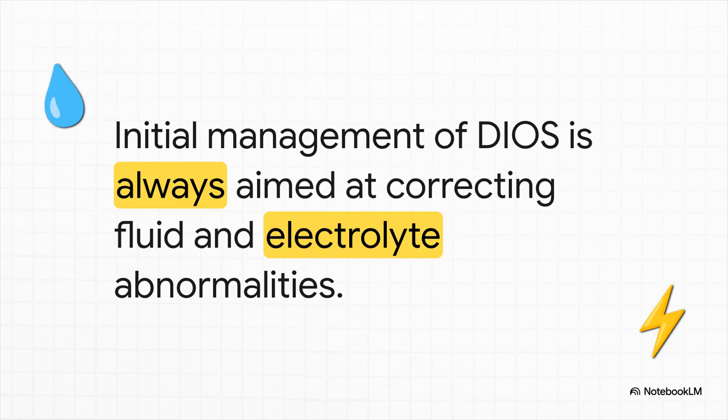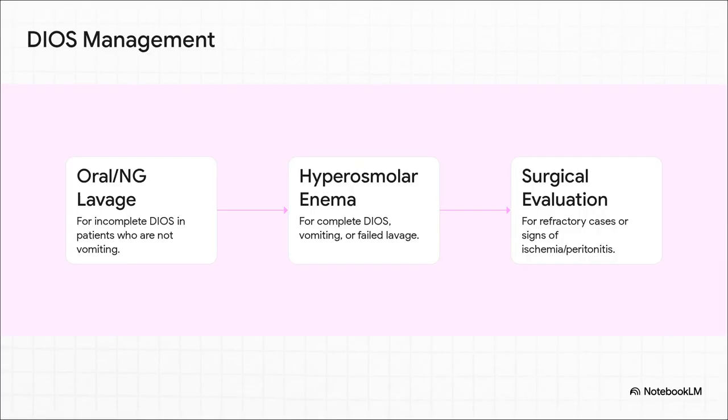Okay, before you even think about trying to break up that plug, you have to stabilize the patient. These folks can get profoundly dehydrated, and their electrolytes can be all out of whack. So job number one, the absolute first step is to get IV fluids going and correct those abnormalities. This is totally non-negotiable.